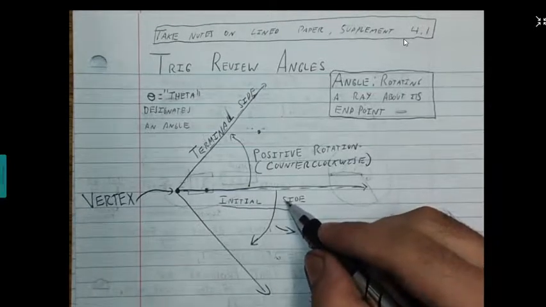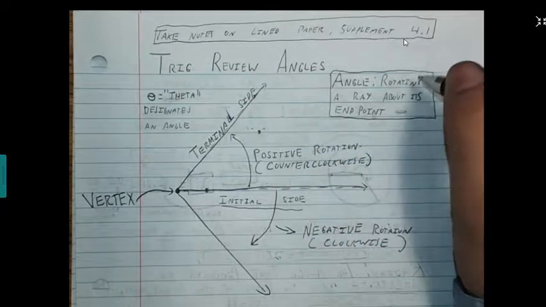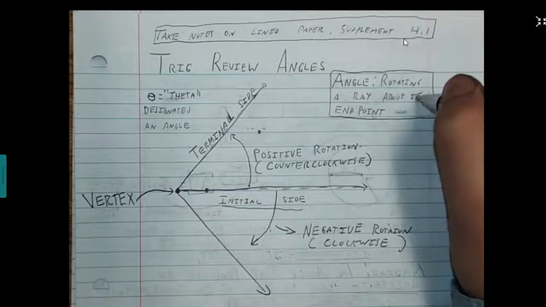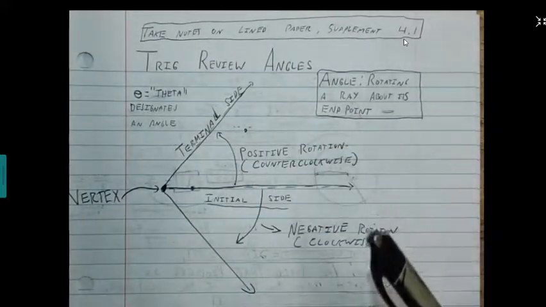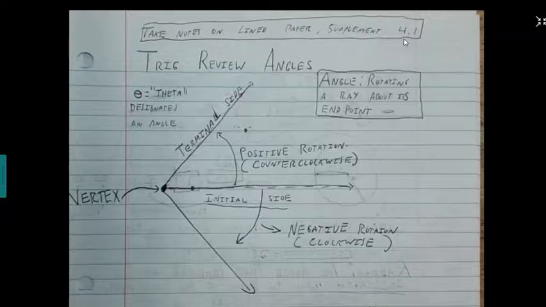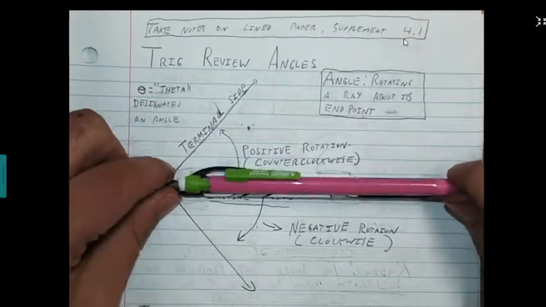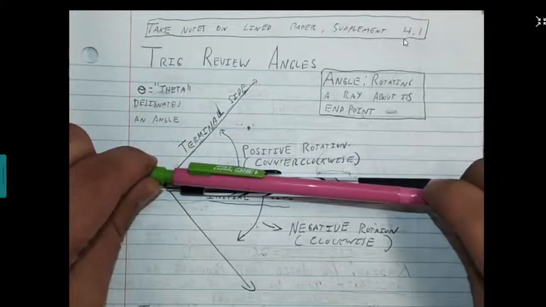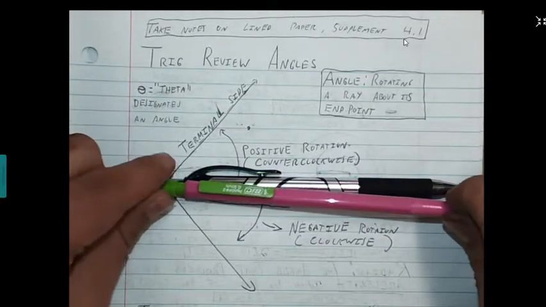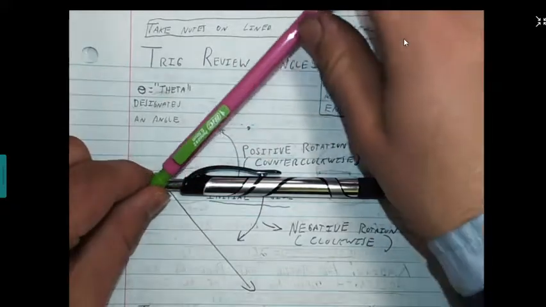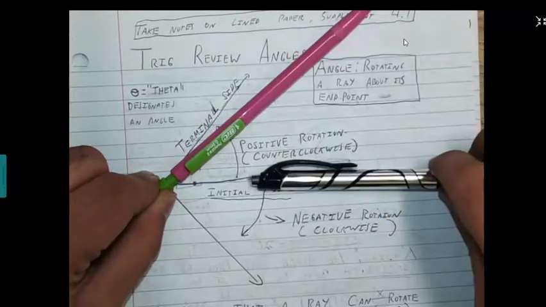So initial sides. If you actually think about the definition of an angle, it's a rotating ray about its endpoint. And here the endpoint is the vertex. We need two things to represent the angle. You start at the initial side, and then your angle is going to rotate, and an angle moving in a positive direction is going to rotate counterclockwise to its terminal side. So that is the terminal side, and this is the initial side.